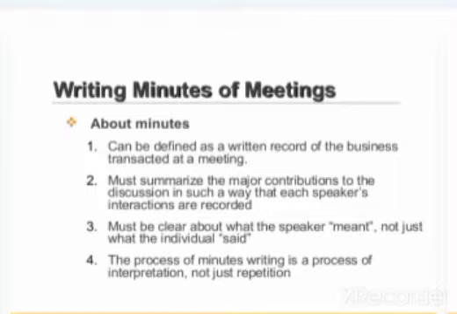Union inauguration report, Onam celebration report, report writing. I think you are familiar with that. But writing minutes of a meeting is not same as writing a report on the meeting. You must make clear about what the speaker meant and not just what individual said.